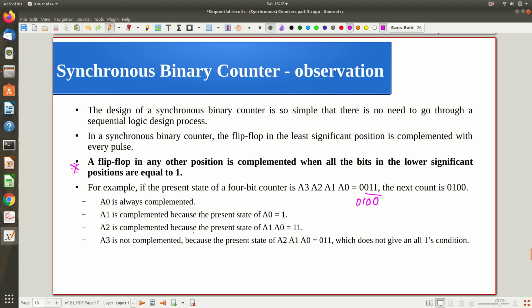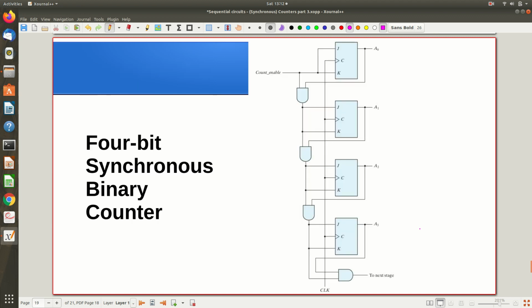So that is why A0 is complemented always. A1 is complemented because A0 is 1. A2 is complemented because the bits following it, A1 and A0, both are 1. A3 is not complemented because the present state is like 0 1 1, which does not give the all-1 condition. So that is our requirement, right? So this is how you can implement the circuit.